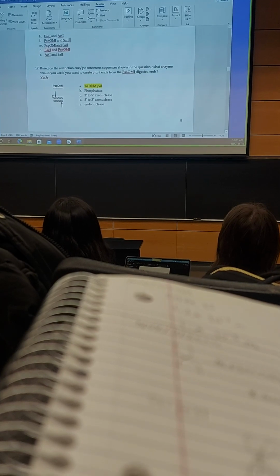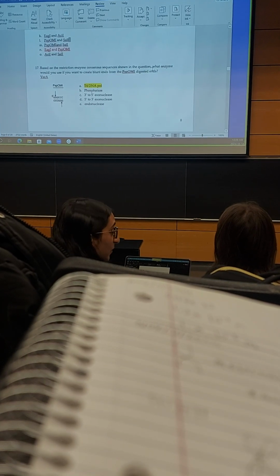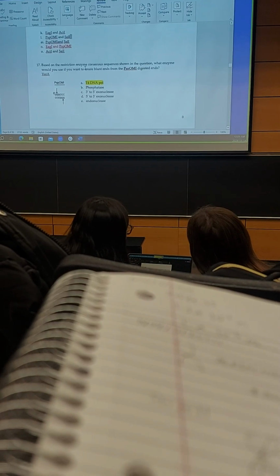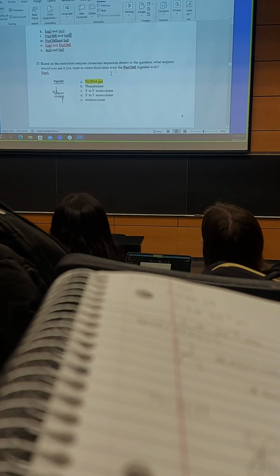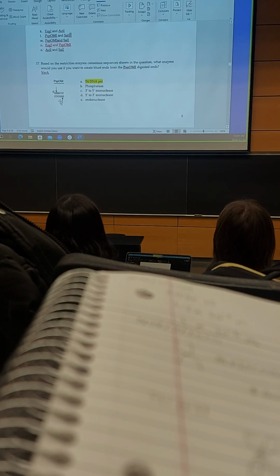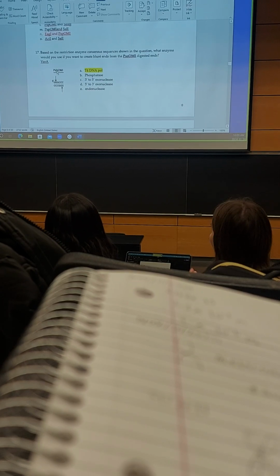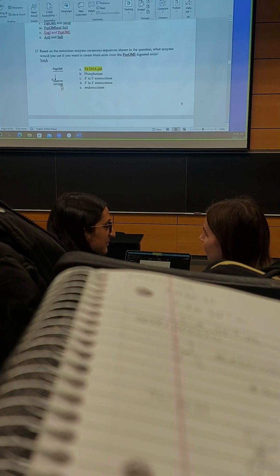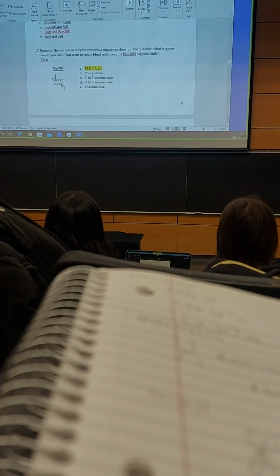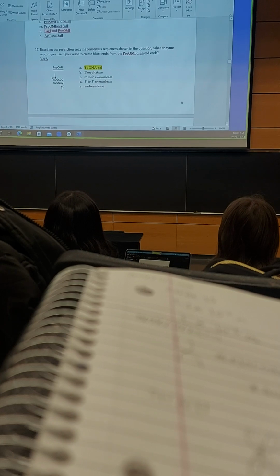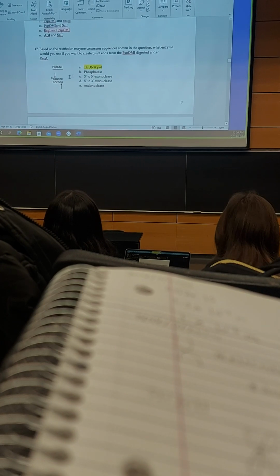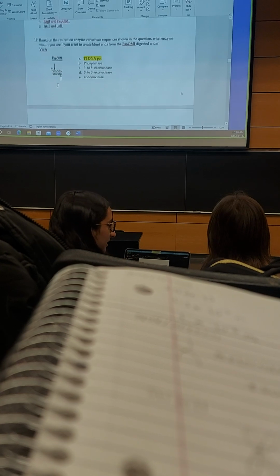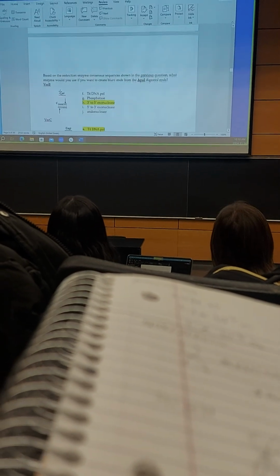Based on the restriction enzyme consensus sequence shown in the question, which enzyme would you use if you wanted to create a blunt end from the following restriction site? After cutting by PspOMI, it will generate a 5' overhang. If it generates a 5' overhang, you need the T4 DNA polymerase to extend the 3' end to make a blunt end. So the answer is A.